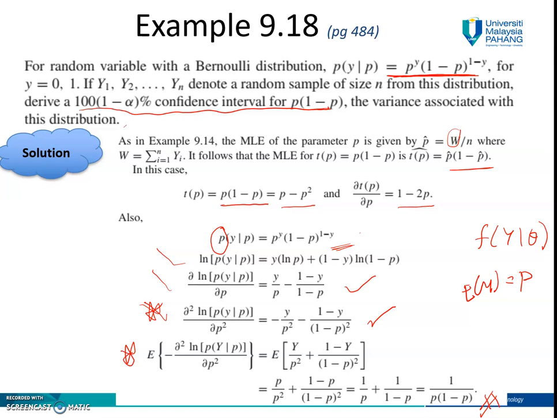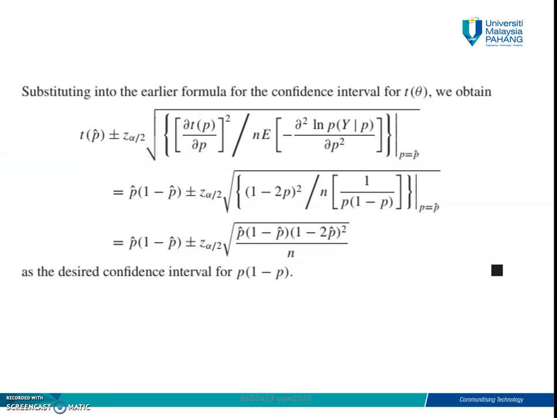Then we find the confidence interval, which is what they ask. How to find it? You just substitute from the earlier formula. You have tau(p) hat plus minus z alpha over 2, which follows the normal distribution. For this Bernoulli, you just substitute what you got from the previous slide, substitute the value, and divide by this one. Finally you will have this equation, which is the confidence interval for p(1 minus p), or pq actually.